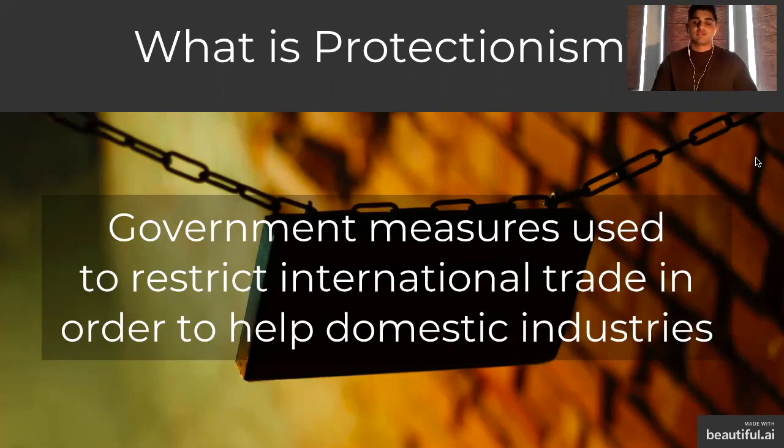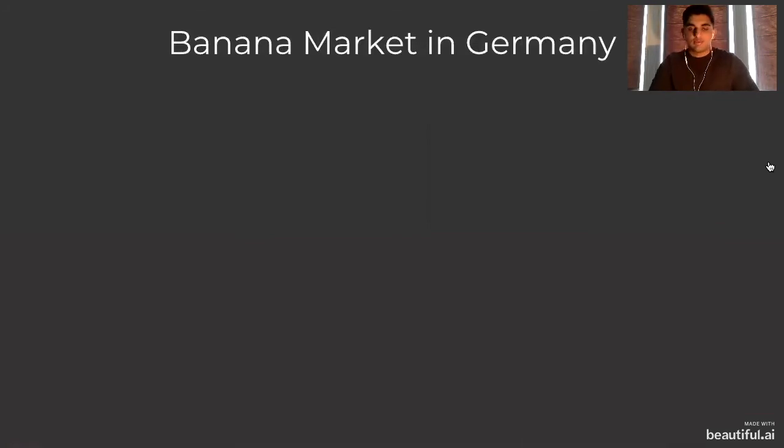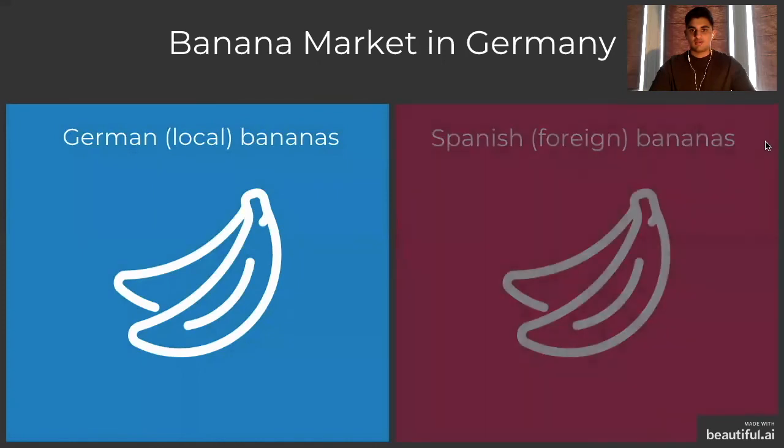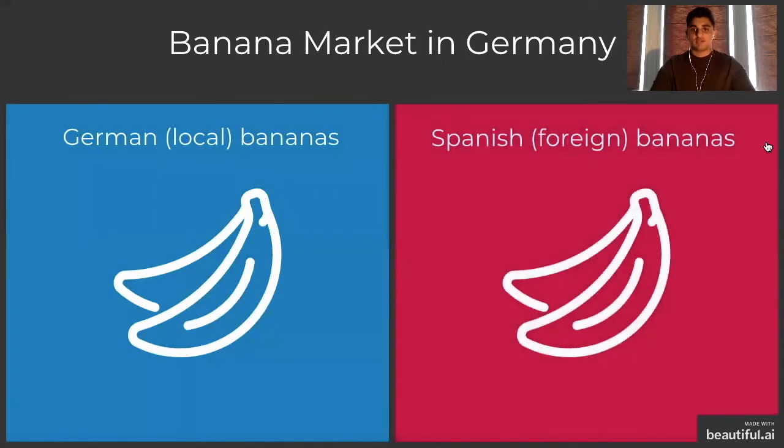It's Thailand wanting to restrict foreign things from coming in in order to help Thai people have their businesses and do well in their businesses. And so a really good example of seeing the impact of protectionist measures is if we go all the way to Germany. So imagine we're in Germany and imagine we're in the banana market. And we have, first of all, German locally sourced, locally produced bananas. And we have Spanish bananas, right? Foreign bananas that come in from Spain. And both are being sold in supermarkets.